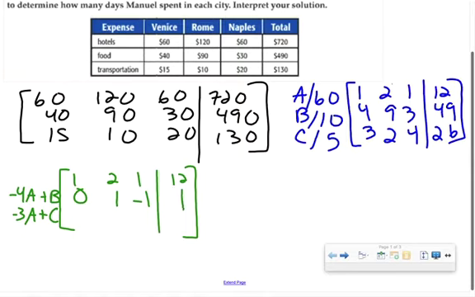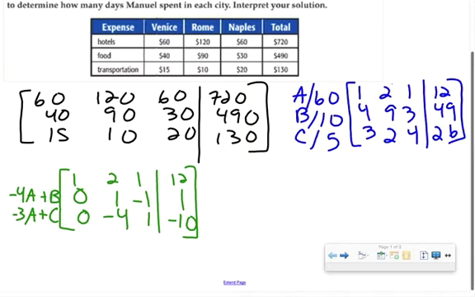In the third row, -3 times 1 is -3. -3 plus 3 is 0. -3 times 2 is -6. -6 plus 2 is -4. -3 times 1 is -3. Plus 4 is 1. -3 times 12 is -36. Plus 26 is -10. So my leading coefficients in rows A and B look good.